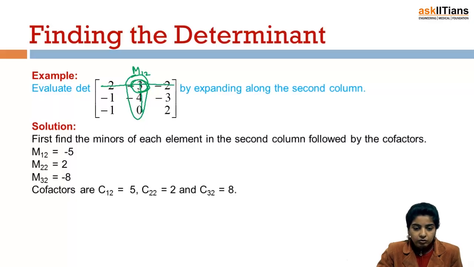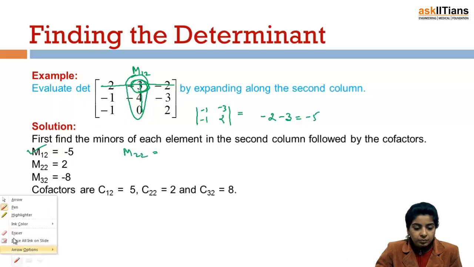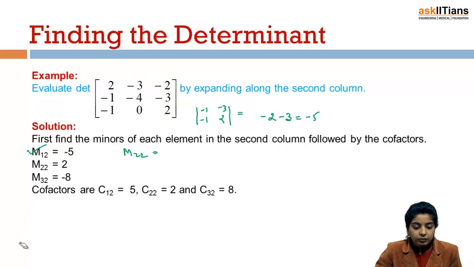This column and this row. Determinant of the remaining elements -1, -1, -3 and 2. So this is equal to -2 - 3, which is -5. So we have M12 equal to -5. Then we have M22, which is equal to the minor of this particular element. Now we'll find out the minor of -4.